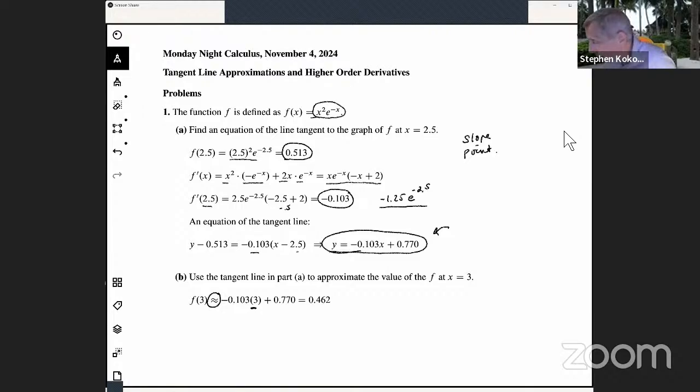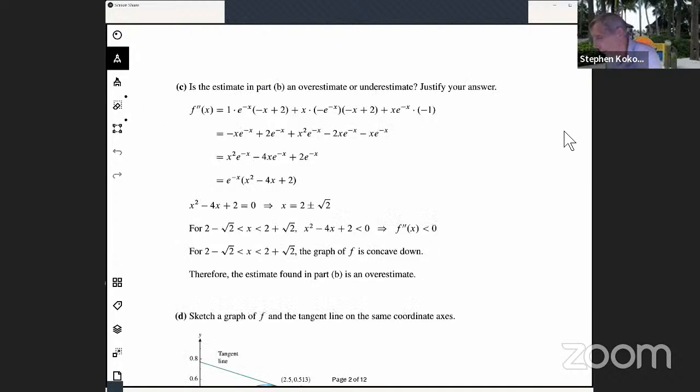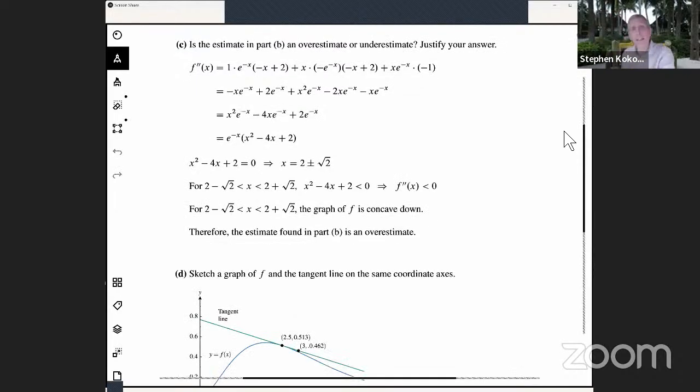Good. Let's go on to some more interesting questions about this problem. It says, is this estimate in part B an overestimate or an underestimate? Let me see if I can arrow up first a little bit here. There we go. And justify your answer. Well, how do we do that? Curtis, how do we do that in general?